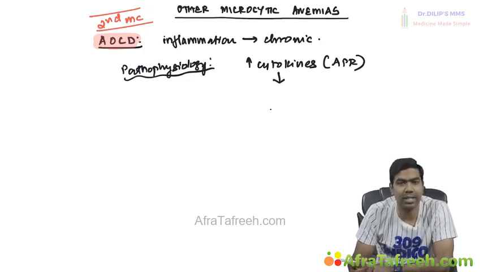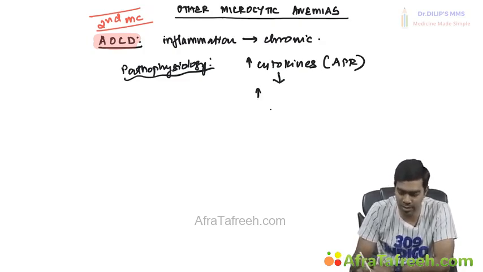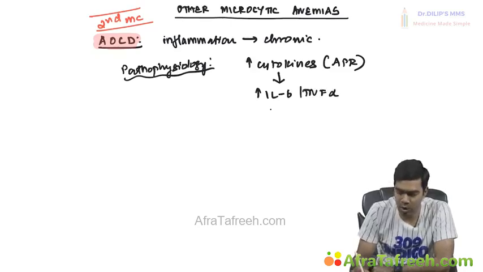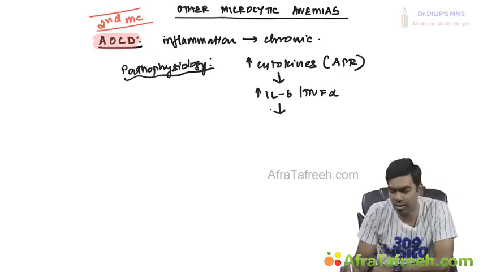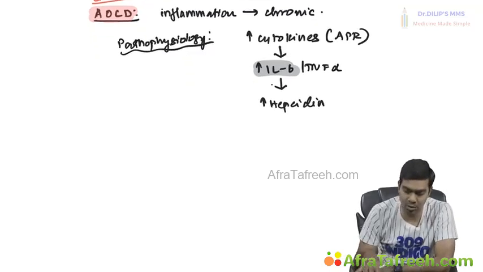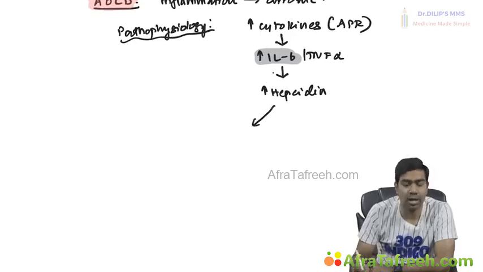So in this case, increased cytokines and acute phase reactants means you're going to increase interleukin 6 and TNF alpha. We've already seen a clear mechanism that these cytokines, with special regard to interleukin 6, are definitely going to increase the hepcidin release. The moment you increase the hepcidin release, you do two things. One is you reduce the iron absorption in the GIT.